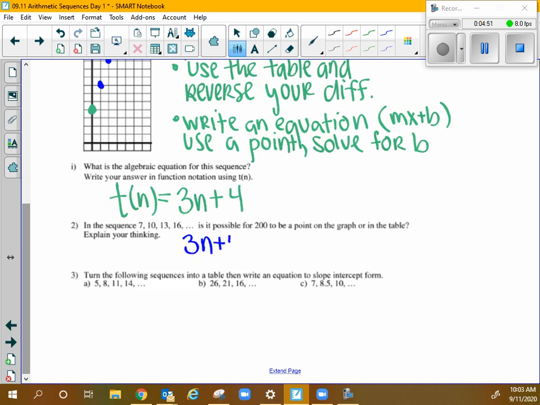3n plus 4. Okay, so if I'm asking whether or not 200 is one of the terms, we're looking at this being T of n equals 200, right? It's one of the outputs, 200. Could I use my equation to evaluate this? Yes, I can. Replace T of n with 200.